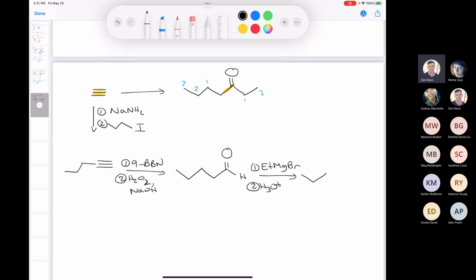And I'm kind of running out of space here. 1, 2, 3, 4, 5. And then we have 6, 7. There you go. So now we've got our secondary alcohol.